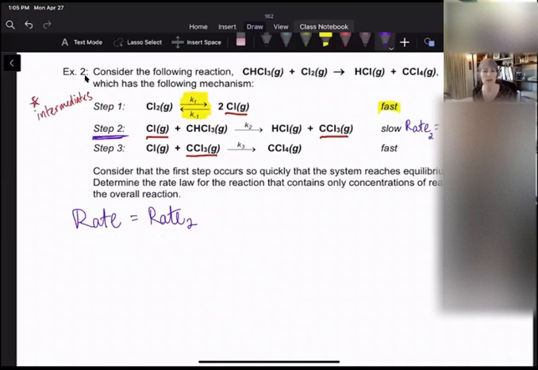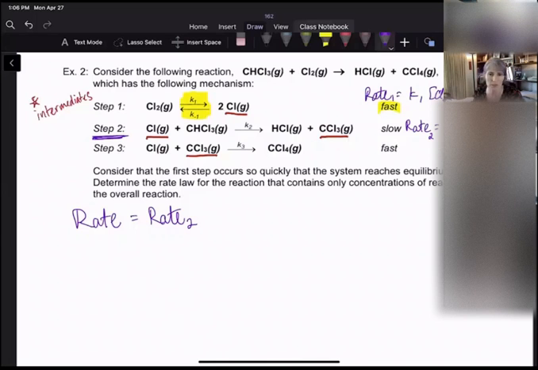So we might start by writing the rate law for the slow step, but that has an intermediate in it, so we can't use that experimentally. So we'll write the rate for number 1. We'll write it in the forward direction. And because that's a fast step, it's going to reach equilibrium before the slow step can even be measured, essentially. So those will become equal.